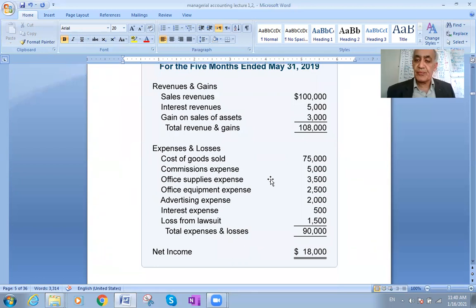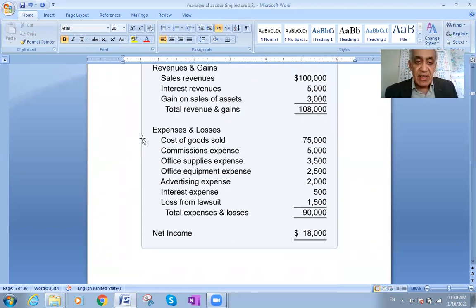Then we also have the expenses. Now we will deduct the expenses. The first is cost of goods sold, and we will know how we get the cost of goods sold very soon. 75,000 plus commission expenses 5,000 plus office supplies 3,500 plus office equipment expenses 2,500 plus advertising expenses 2,000 plus interest expenses 500.